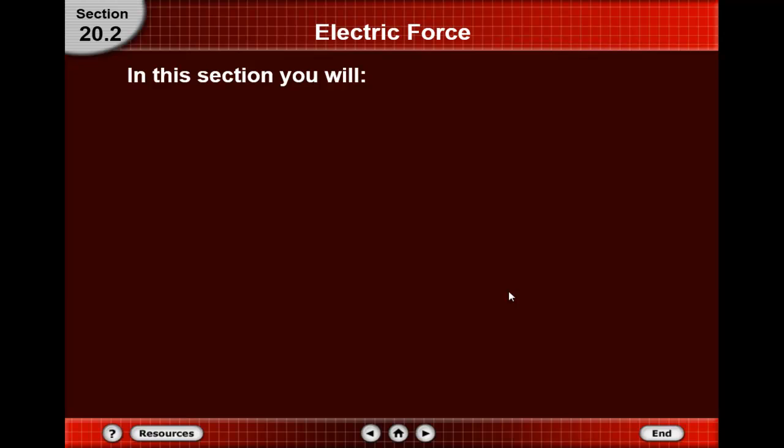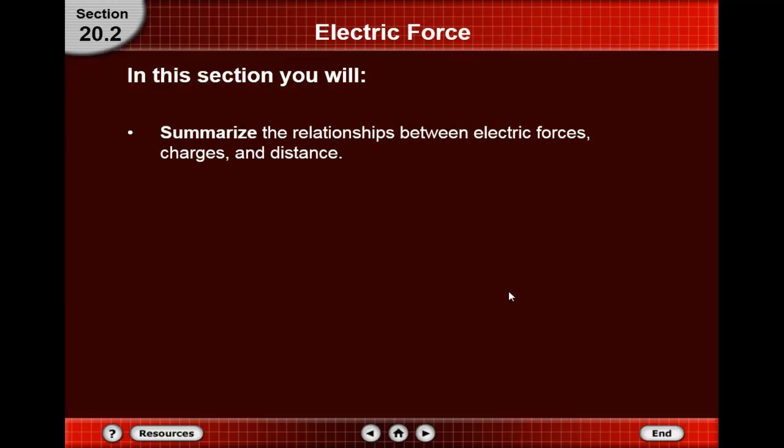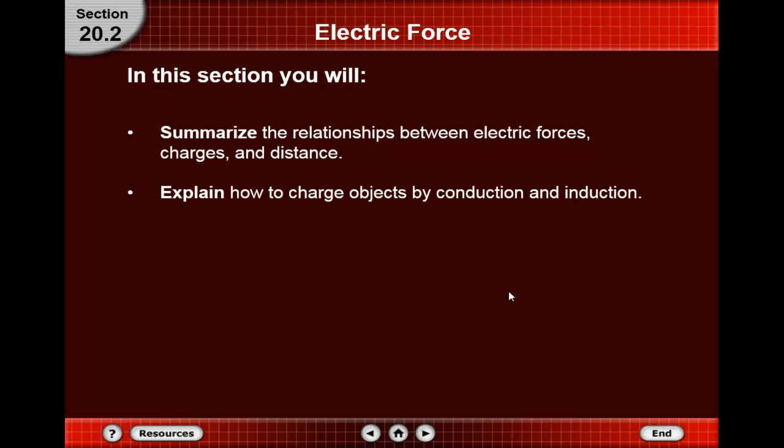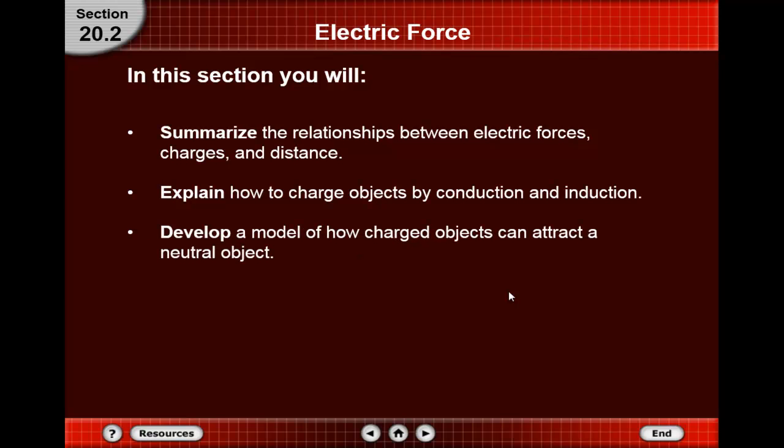We talked last time about static electricity, section 1, electric charge. Today we will talk about electric force. We will summarize the relation between electric force, charge and distance. Explain how to charge objects by conduction and induction. Develop a model of how a charged object can attract a neutral object. Apply Coulomb's law to problems in one dimension.